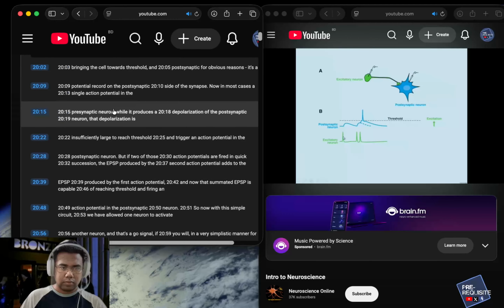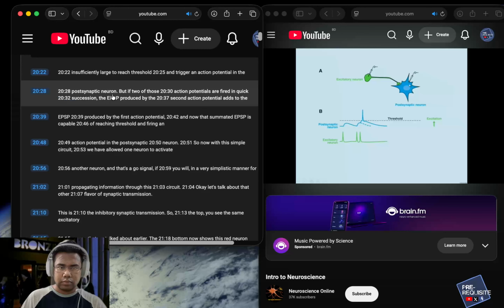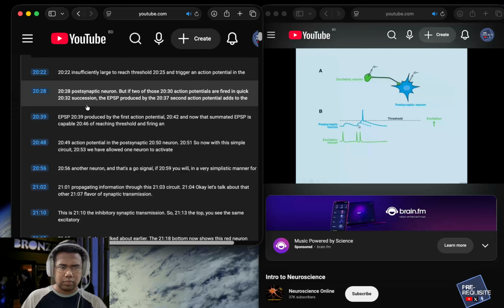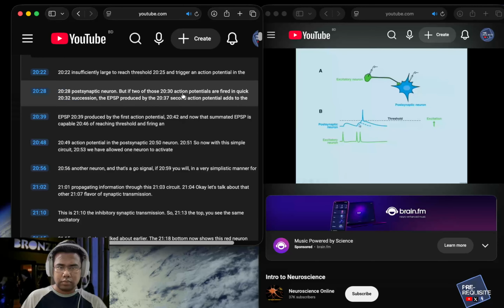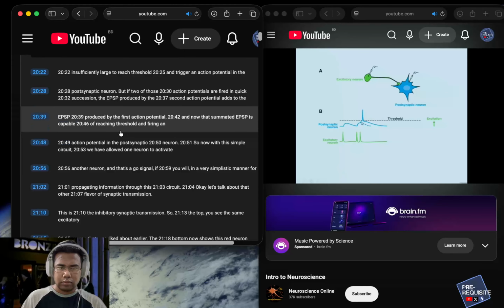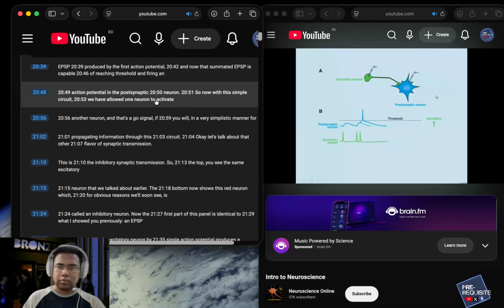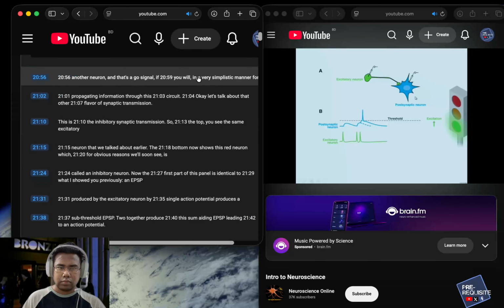Now, in most cases, a single action potential in the presynaptic neuron, while it produces a depolarization of the postsynaptic neuron, that depolarization is insufficiently large to reach threshold and trigger an action potential in the postsynaptic neuron. But if two of those action potentials are fired in quick succession, the EPSP produced by the second action potential adds to the EPSP produced by the first action potential, and now that summated EPSP is capable of reaching threshold and firing an action potential in the postsynaptic neuron. So now with this simple circuit, we have allowed one neuron to activate another neuron, and that's a go signal, if you will, in a very simplistic manner for propagating information through this circuit.